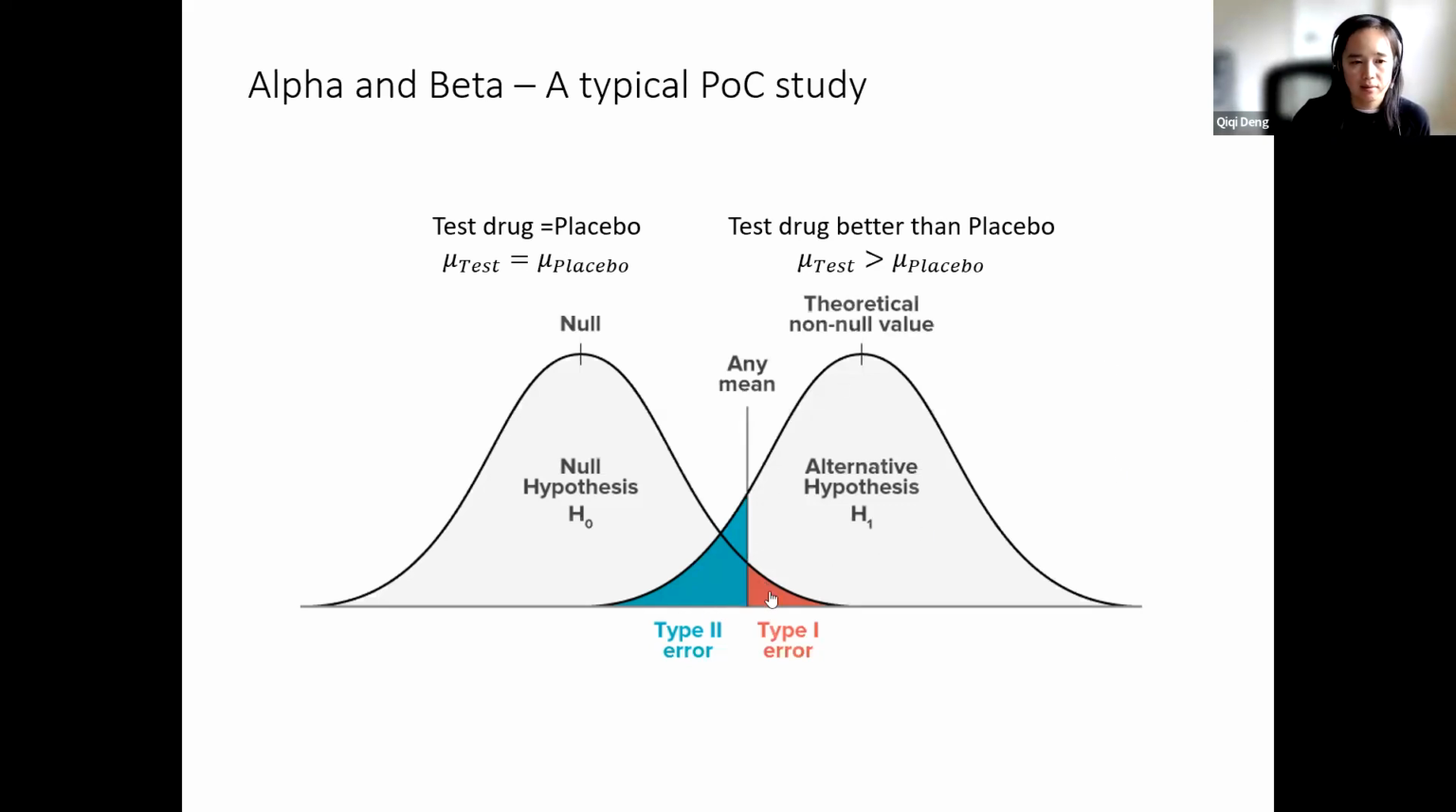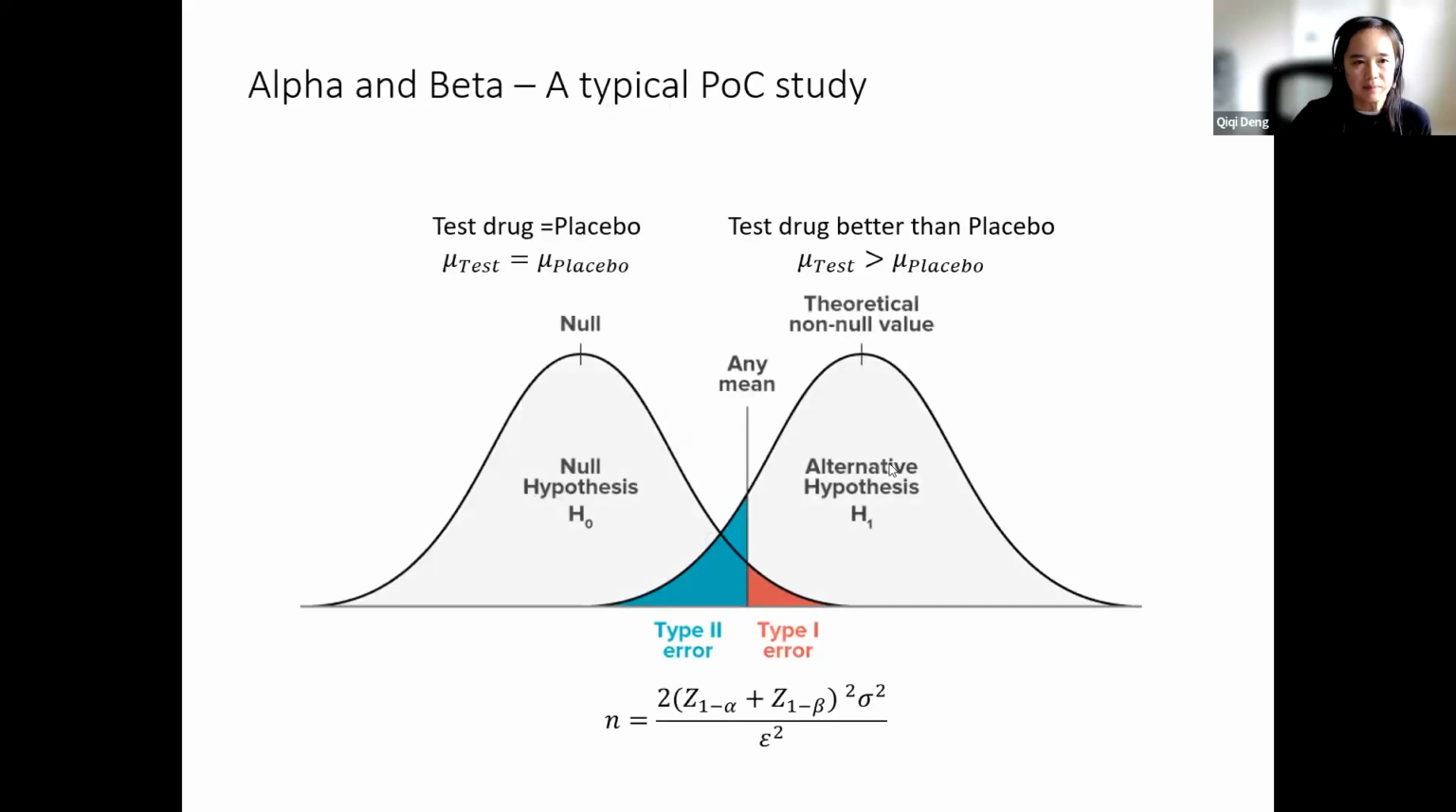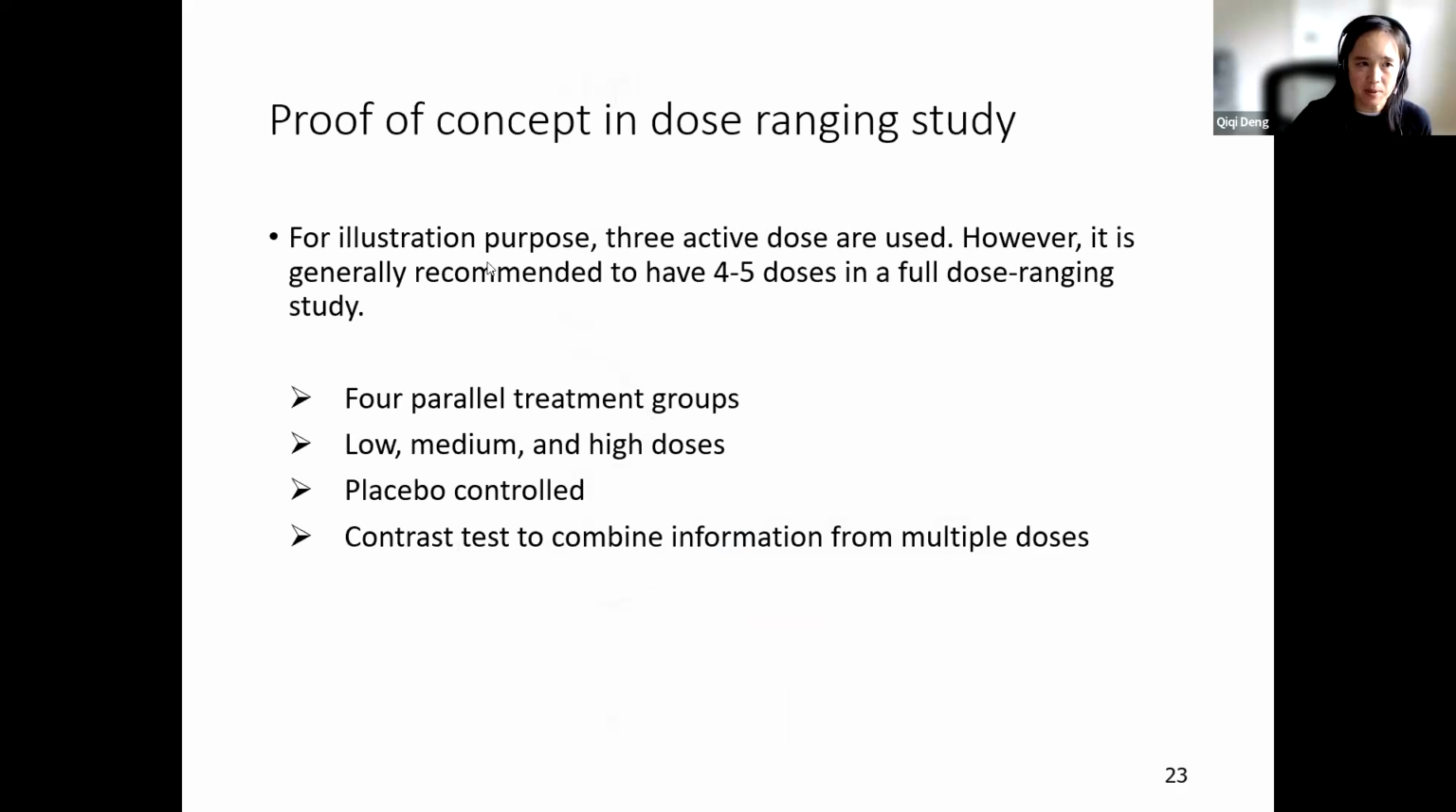And then correspondingly, there are type 1 error and type 2 error associated with that. And you can calculate the sample size based on alpha, beta, treatment effect size, and also the variabilities. So this is your typical stats question. And then when you have only a high dose versus placebo, it's a two sample test problem.